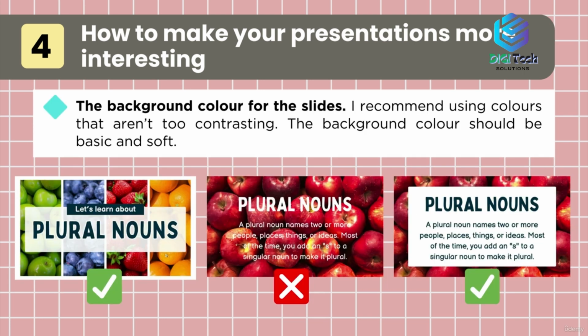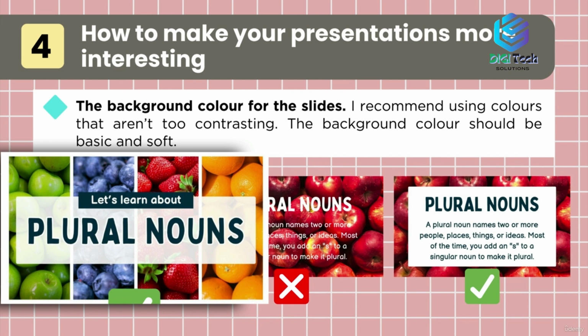Now let's talk about the background color for the slides. I recommend using colors that aren't too contrasting. The background color should be basic and soft. Let's have a look at these examples here. The first image has a white text box behind the text. This looks simple and stylish.